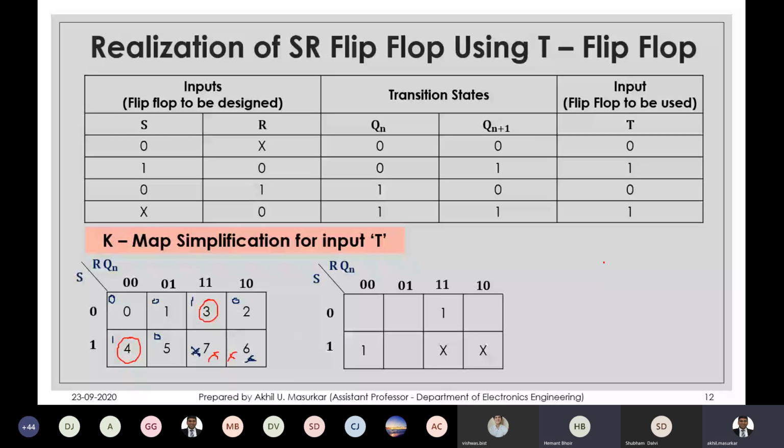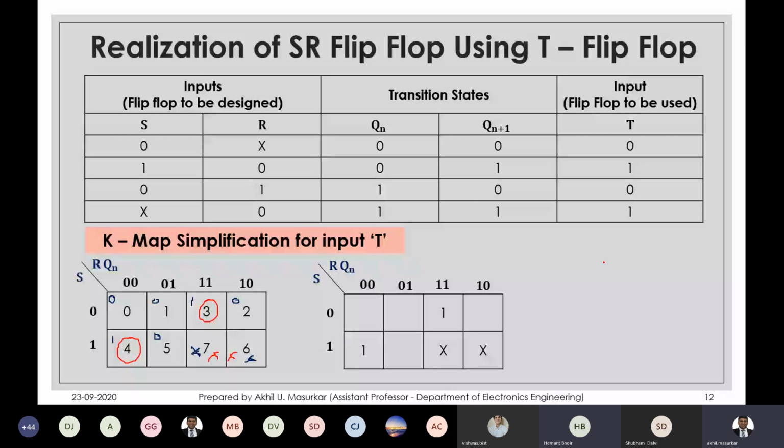Sir, R given plus RQN plus, correct. Go on. S given bar. RQN plus RQN plus SQN bar.